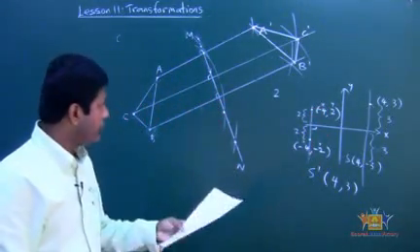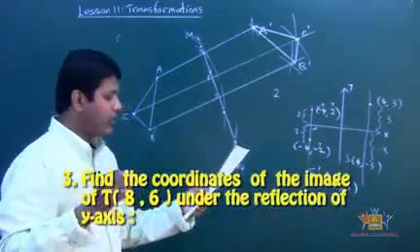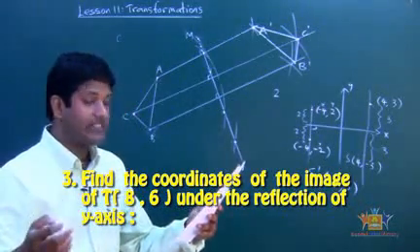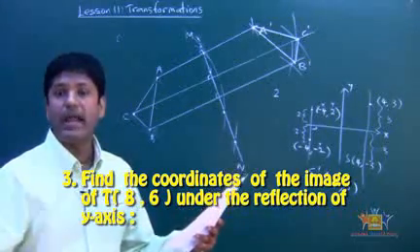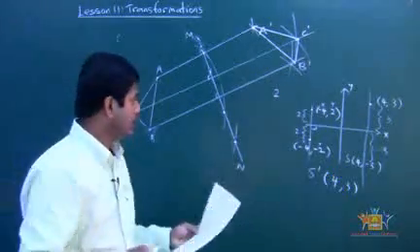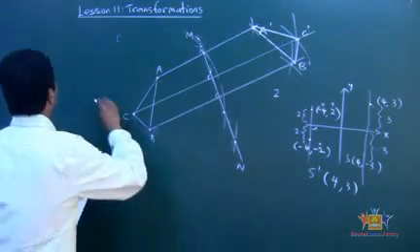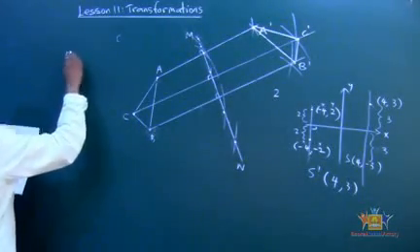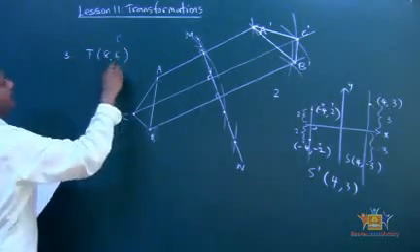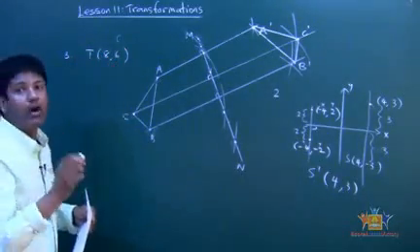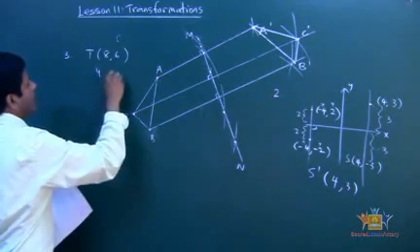Let's look at problem number 3. Number 3 says: find the coordinates of the image of T, which is (8, 6), under the reflection in the y-axis. This time we're doing the y-axis. So you're given T (8, 6), and the reflection is on the y-axis.